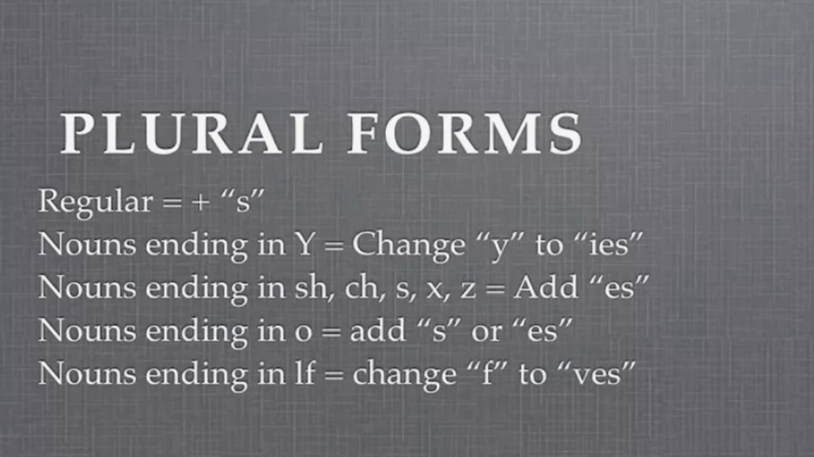And now I'll just tell you a few things to remember, a few rules which will be easy for you to change the singular into a plural form. So for a regular plural, we add s at the end. For the nouns that are ending with y, we change y to ies. And for nouns that are ending with sh, ch, s, x, z, we add es.